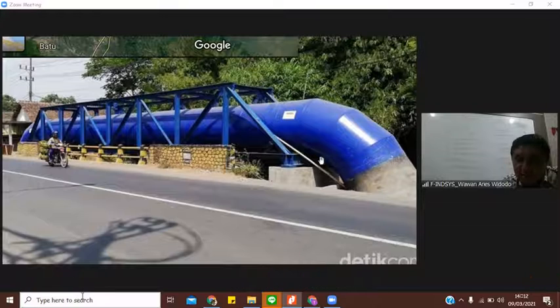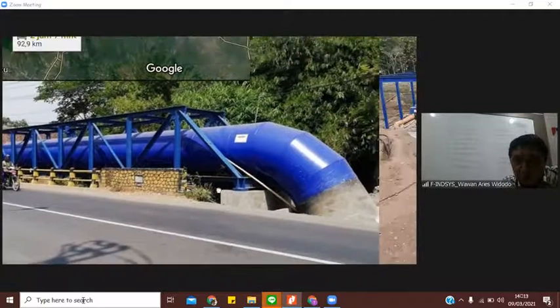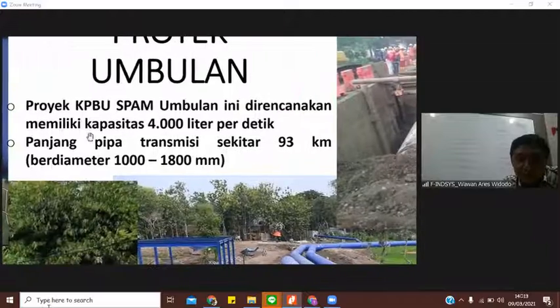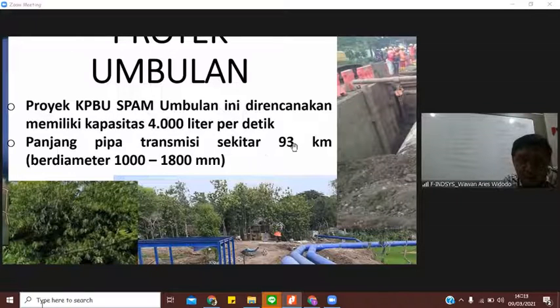Actually, if you stand beside this pipe, I think it is around 150 centimeters or 120 centimeters in diameter. I think it's a very large diameter pipe. And then you can see how to install this one. This is a buried pipe. The KPBU Umbulan project has a capacity of about 4 cubic meters per second, and the length of the pipe is about 93 kilometers.